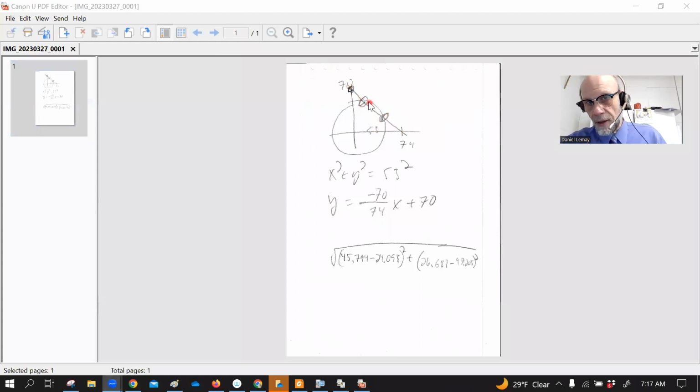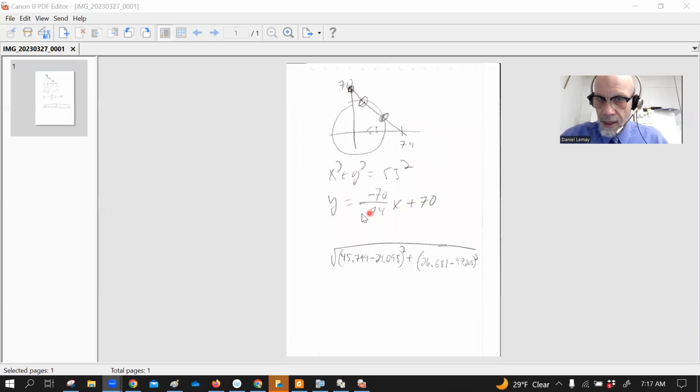So what we're going to do is find those intersection points and then throw it into Desmos. Because the radius of the circle is 53 and it's centered at, we'll make it the origin, I just did x squared plus y squared equals 53 squared. And then they told us the city is 70 miles north and this other city is 74 miles east. So the slope is negative 70 over 74, and then the y-intercept is 70, so I just wrote that.